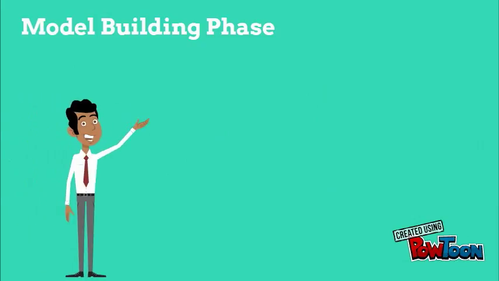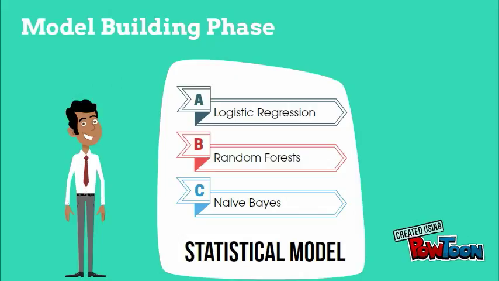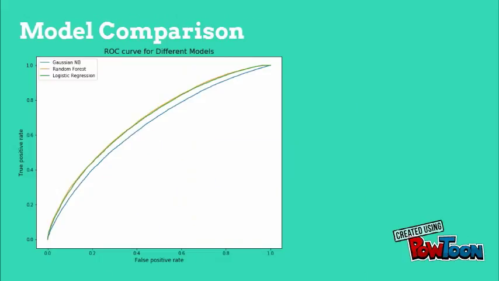In this phase, we built statistical models using logistic regression, random forest, and naive Bayes to predict readmissions. On comparing the performance of the three models, we found logistic regression and random forest to have a similar performance. We hence dropped naive Bayes. Our selection of the model is based on this ROC curve.